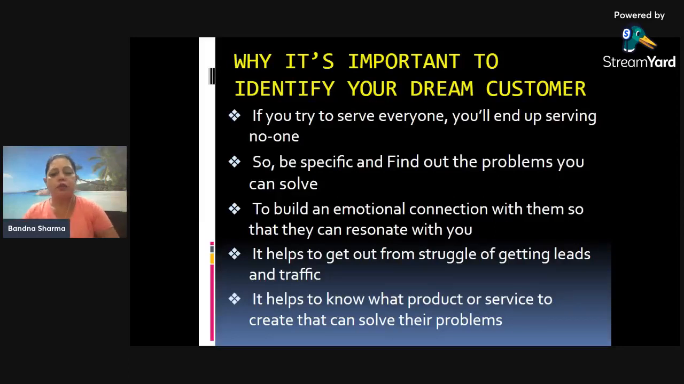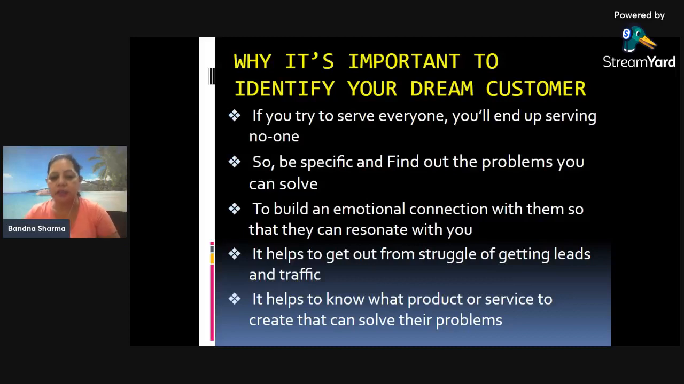Next thing is that it is important to build an emotional connection with them, right? It is very important to build an emotional connection. So if you are clear about your dream customer, then it will be easy for you to build an emotional connection so that they can resonate with you, right? If you identify your dream customer, then you will be able to build an emotional connection with them.